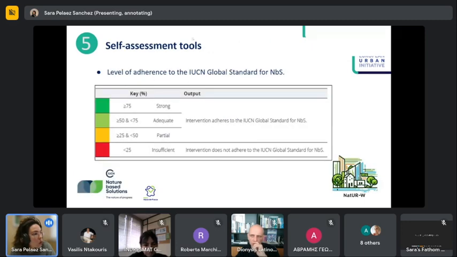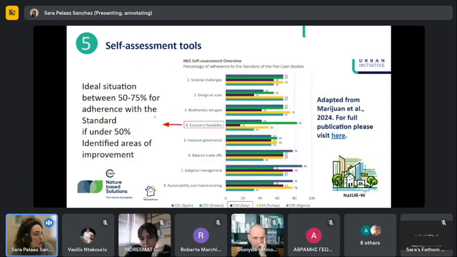When you go through the self-assessment tool, you will get a level of adherence to the IUCN standard. The ideal situation would be between 50 and 70%. And in this example, this was a publication from our team and CATIF for the NatMed project. You have the full publication here. And this is the overview of the self-assessment applied to 5 case studies.